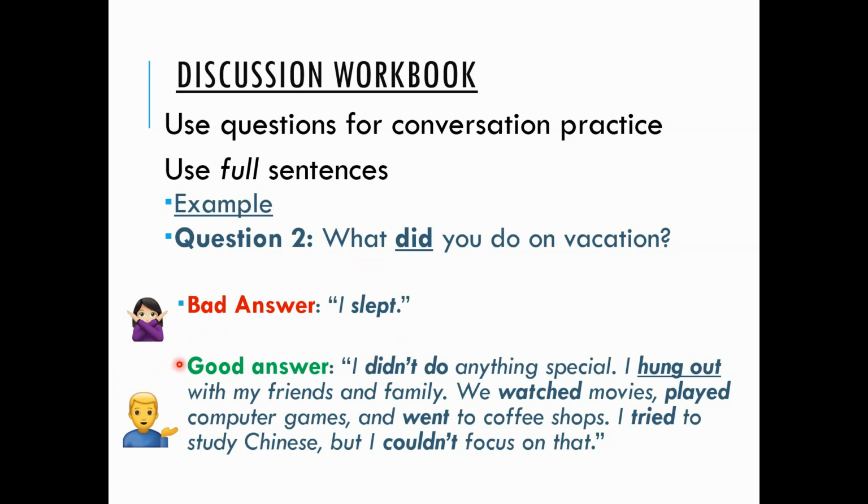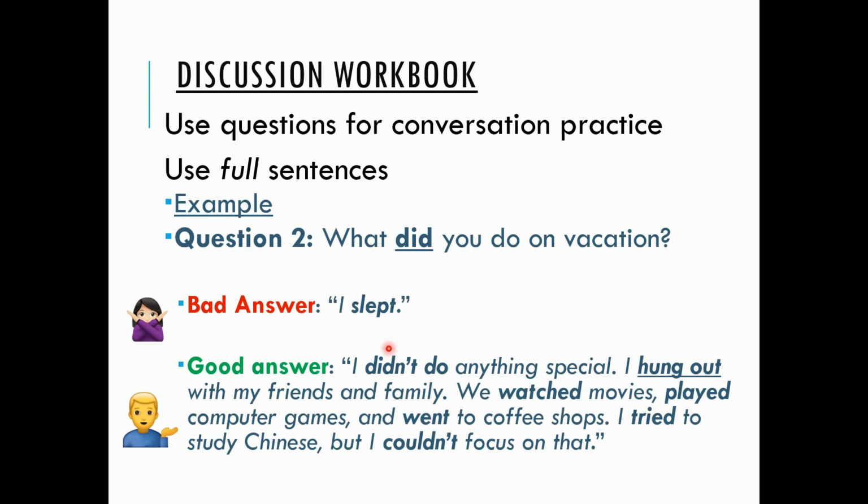So here's an example of a good answer. What did you do on vacation? I didn't do anything special. I hung out with my friends and family. We watched movies, played computer games, and went to coffee shops. I tried to study Chinese, but I couldn't focus on that. All right, good information. Talks about some details, gives us who he was with, activities that they did, that kind of stuff. That is a good answer.